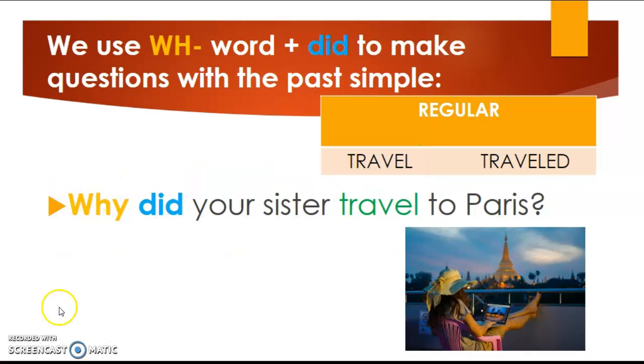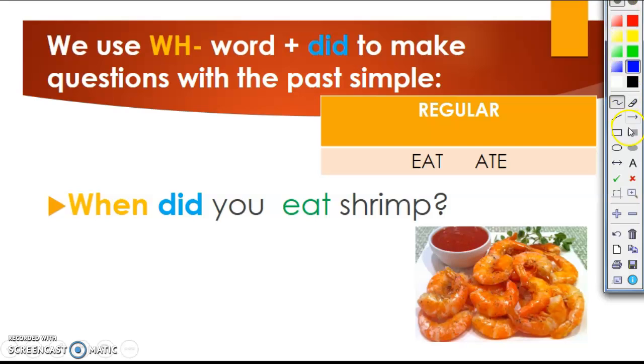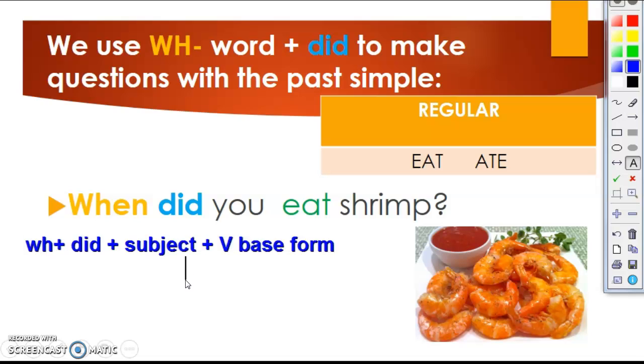Excellent. Great job. Now let's continue. We have another example. When did you eat shrimp? This is an information question. We have WH word, the auxiliary did, the subject, and the verb in the base form. WH word, did, subject, and the verb in the base form. When did you eat shrimp?